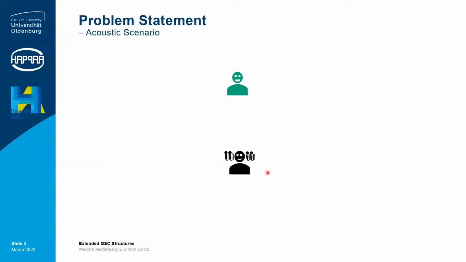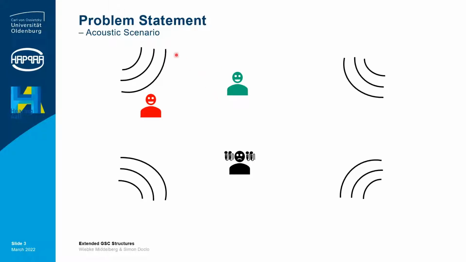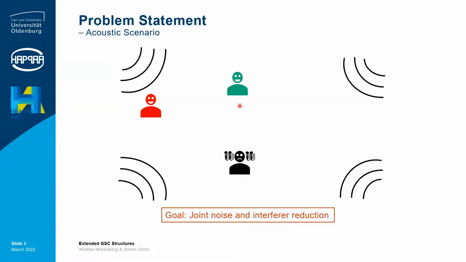We consider a scenario where there is a hearing impaired person equipped with hearing aids who wants to listen to a target speaker. But as we all know, real-life scenarios aren't so simple, but there's background noise and interfering speakers will lead to a lower intelligibility of the target speaker. So particularly for hearing impaired people, we need to reduce the background noise and the interfering speech to allow to listen to the target speaker again. So our overall goal is to achieve joint noise and interferer reduction.